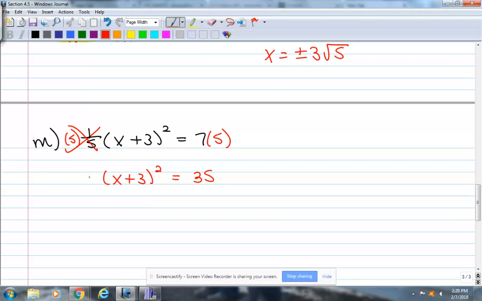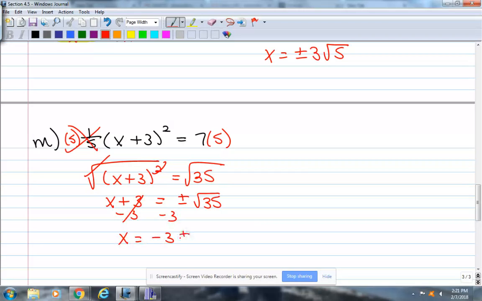Okay? So we're going to take the square root of both sides. Cancel, cancel. So that leaves us with just x + 3 equals, are there any squares that go into 35? No, so that's not going to simplify at all, is it? So let's leave this plus or minus radical 35. And how are we going to get the x by itself now? Subtract 3. Just subtract 3. So we're going to leave our answer x = -3 plus and minus the square root of 35.